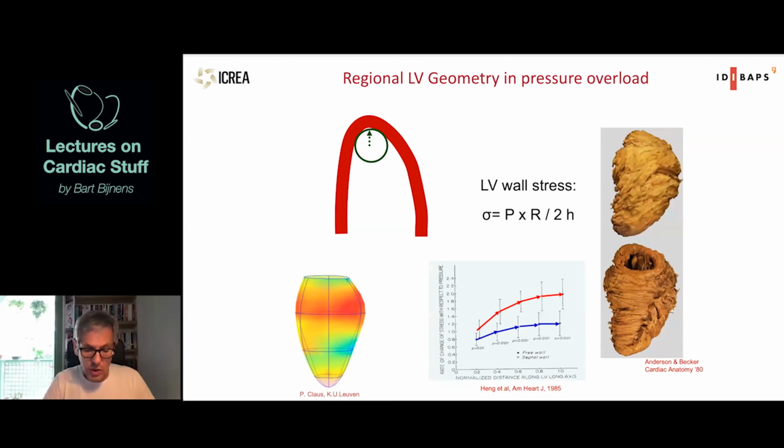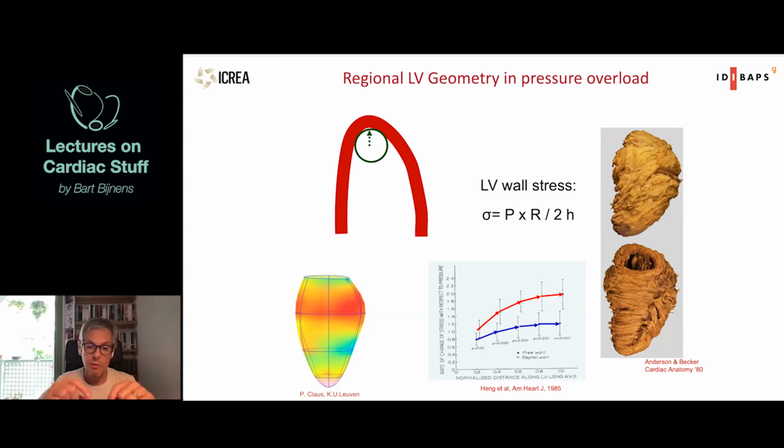Okay, so coming back to what I said before, the heart is not a sphere, or the ventricles are not a sphere, but they have a certain geometry. That means there are regional differences. When we look at a normal left ventricle, which has an ellipsoid shape, the apex clearly has the smallest radius of curvature, which means that for a given pressure, the wall stress will be the lowest in the apex by definition.